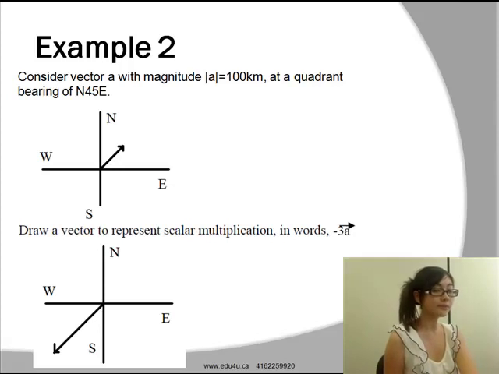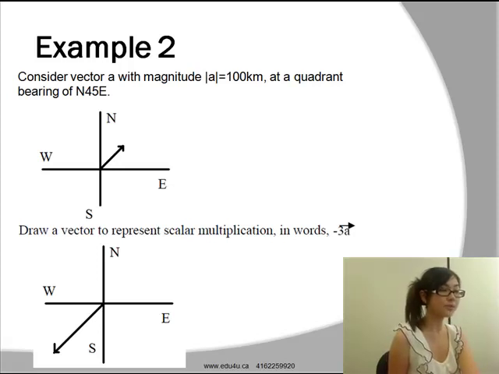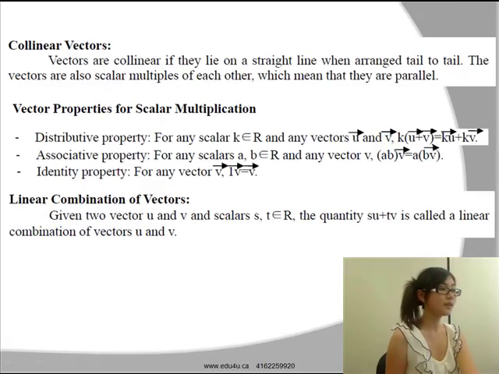In this case, our k is negative 3, and since it's a value less than 0, we will automatically suspect that this new vector will be in a different direction from our original vector. Not only that, since it's 3, we have to multiply our 100 kilometers by 3, so that will give us 300 kilometers. And the opposite direction of north 45 east is south 45 west, which is this angle. And the vector will look something like this.